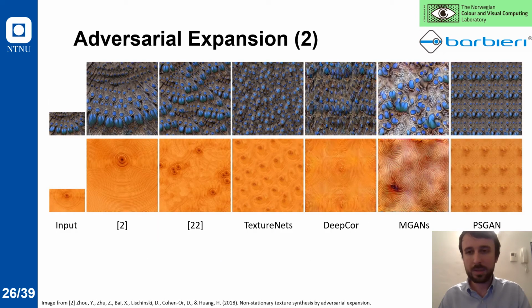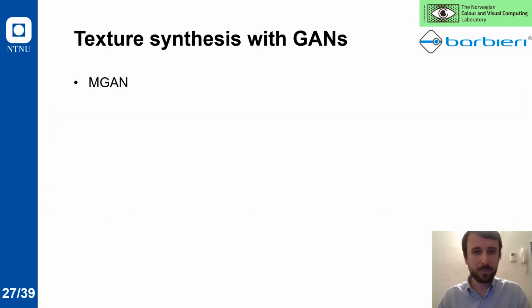Here in this slide, I just wanted to show you how well the adversarial expansion performs. It's the first column here, with respect to the methods that we mentioned before, like TextureNet, DeepCorr, MGAN, and the PS-GAN. So just to summarize what we have learned about texture synthesis with GANs.